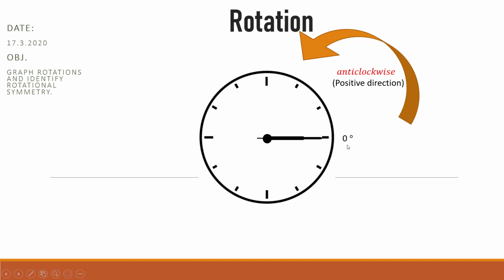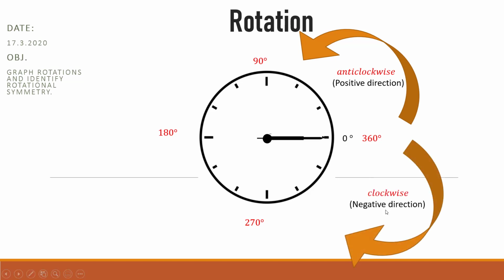Okay, here we have 0 degrees with the positive x-axis, and here 90 degrees, here 180, and back here it's 360. So a complete turn is 360 degrees. Now the opposite direction is called clockwise. This is the negative direction. Okay, so this clock moves in the negative direction. And we can do the same.